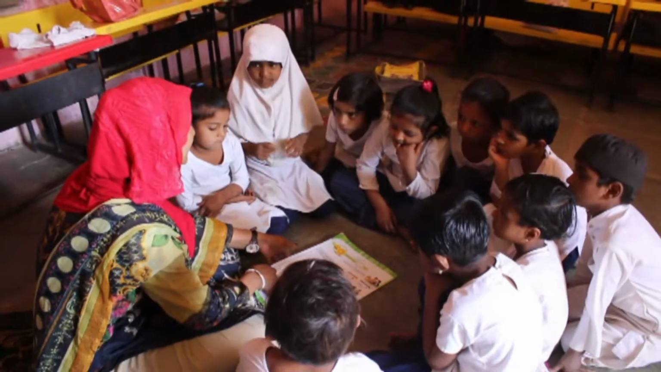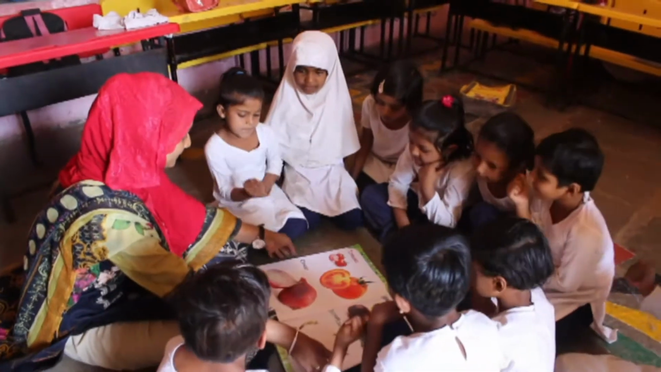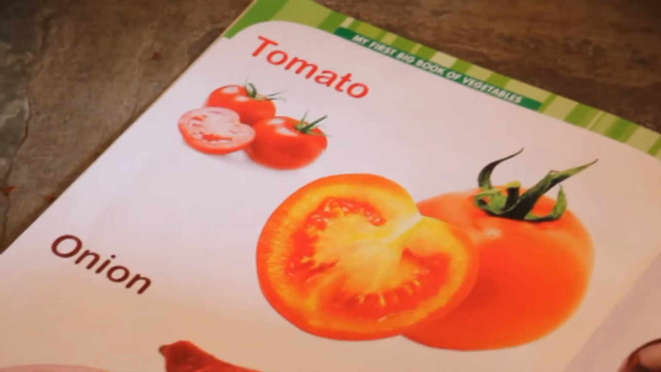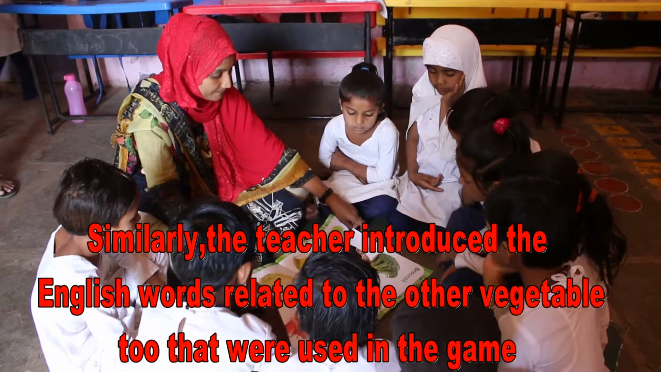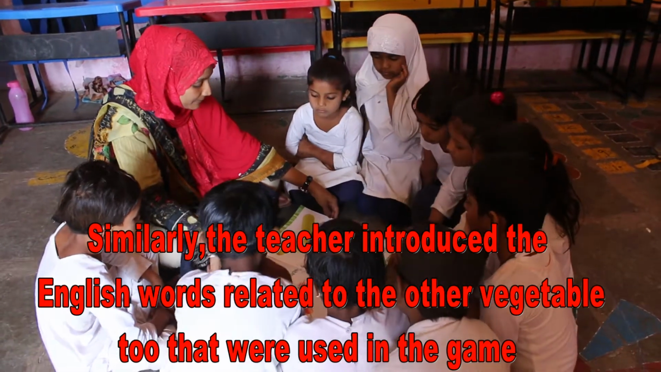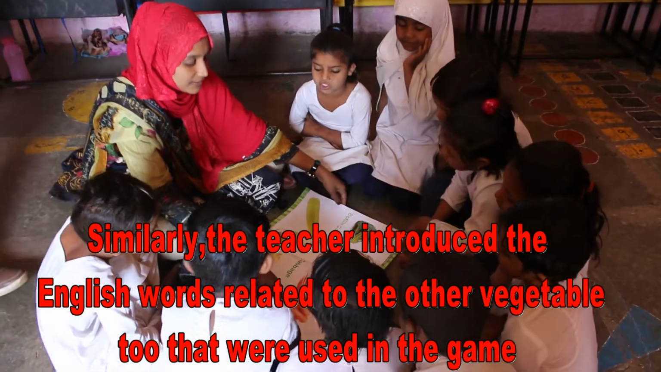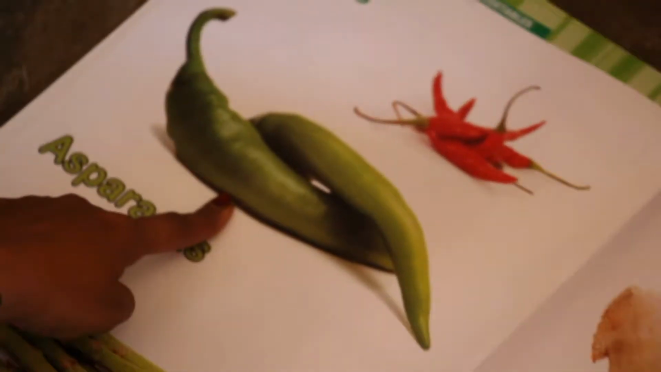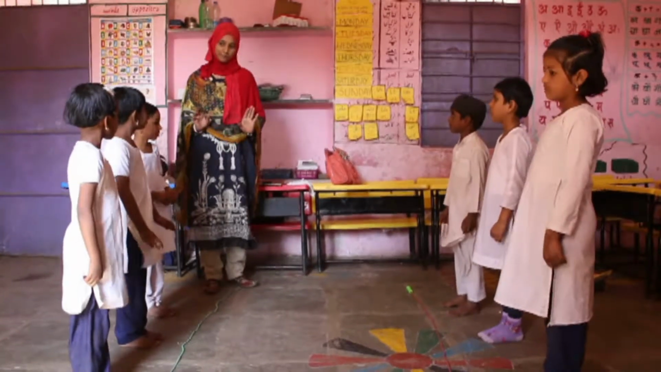Now we will learn the names of vegetables also, okay? Yes, please. Tomato. Tomato. So here, look here. What is this? Tomato. Cheese. We have learned the names of fruits and vegetables.